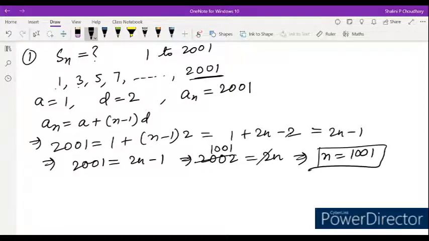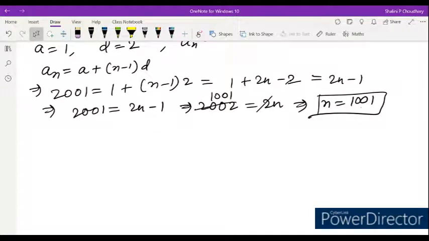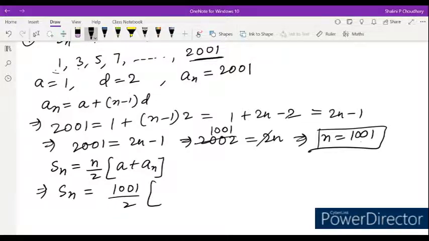So how many terms are there? 1001 terms are there. Now we got the number of terms, now we can find out the sum. So we have to find out Sn, and we know the formula n upon 2. Here we know the first and last terms, so we can use this formula, a plus an, the nth term. So Sn will be equal to n upon 2, n is 1001 upon 2, a is 1 and an is 2001.